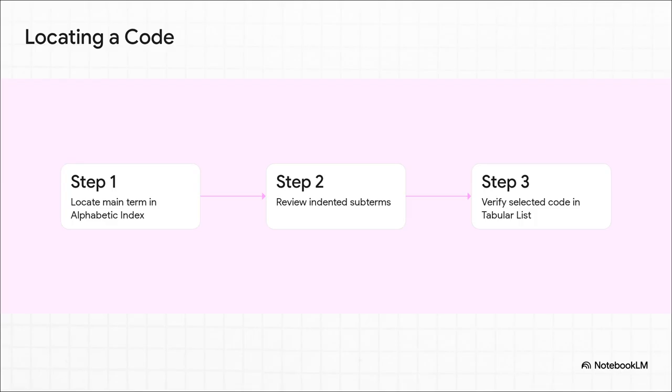Now, navigating these 2 tools requires a really strict chronological journey. You can't just bounce around. Step 1. You always start by finding your main term in the alphabetic index. Step 2. You carefully review any subterms indented right underneath it to find the best match. But you aren't done yet. Step 3 requires you to take that preliminary code and officially verify it in the tabular list.